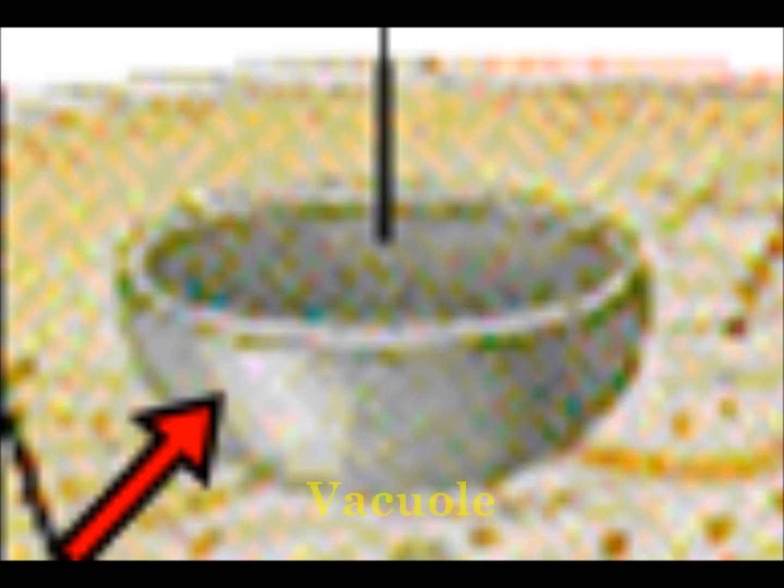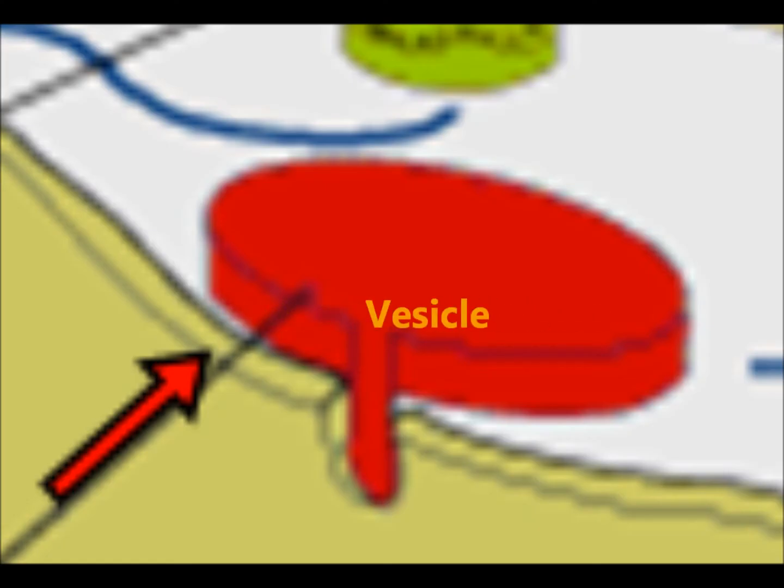Vacuoles. Vacuoles are fluid-filled, membrane-surrounded cavities inside a cell. The vacuole gets filled with food being digested and waste material that is on its way out of the cell. Vesicles. Vesicles are small, membrane-enclosed sacs which store and transport substances to and from one cell to another and from one part of a cell to another.